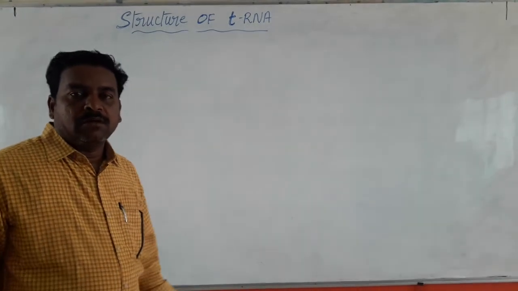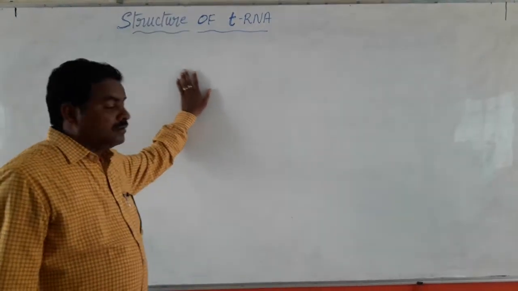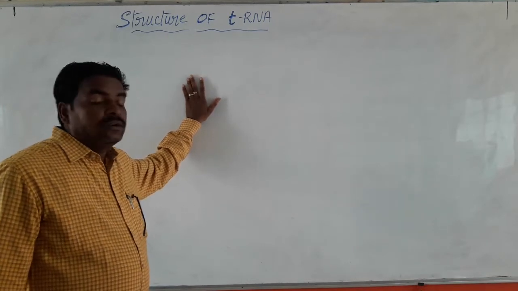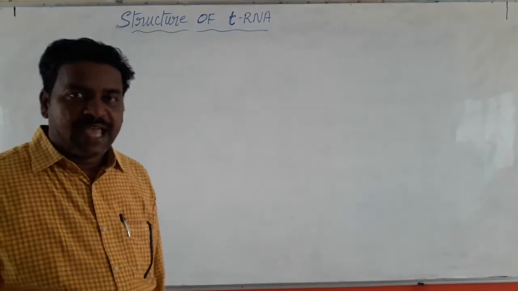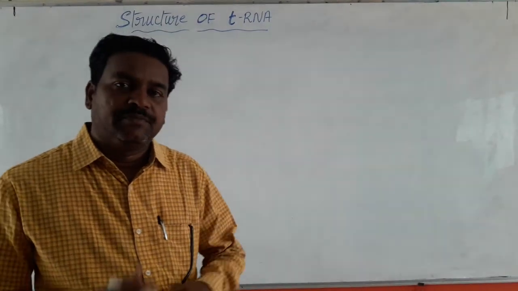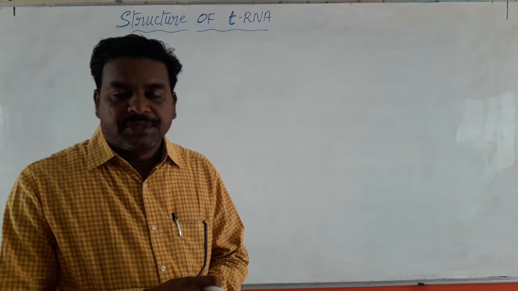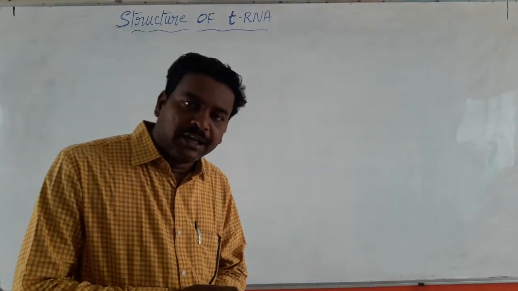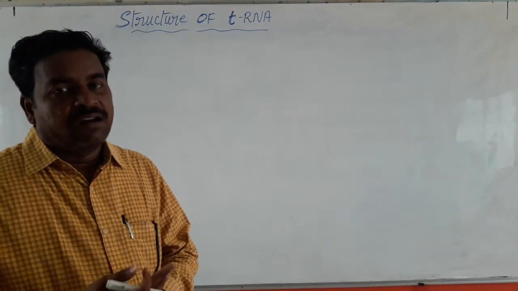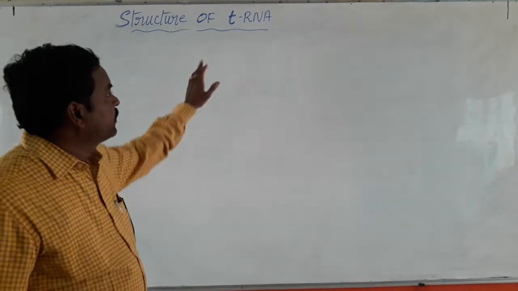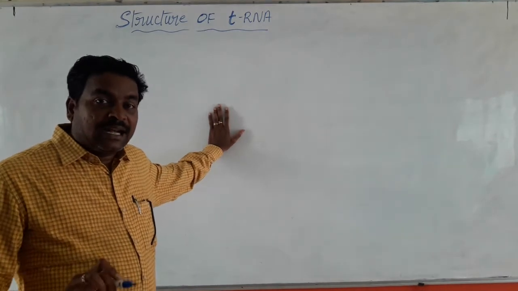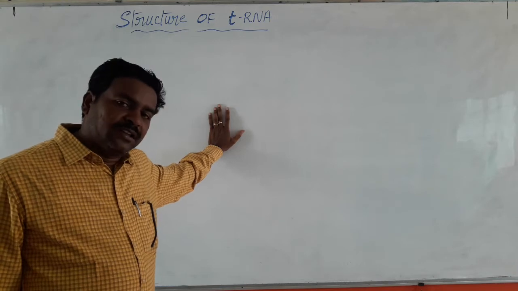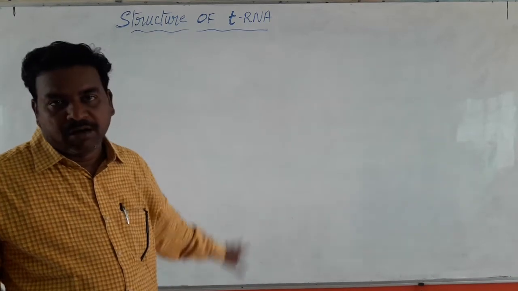Now coming to the structure of tRNA. There are actually RNAs of three types: first, mRNA, messenger RNA; second, rRNA, ribosomal RNA; third, tRNA, transport RNA. This is also called soluble RNA and adapter RNA.